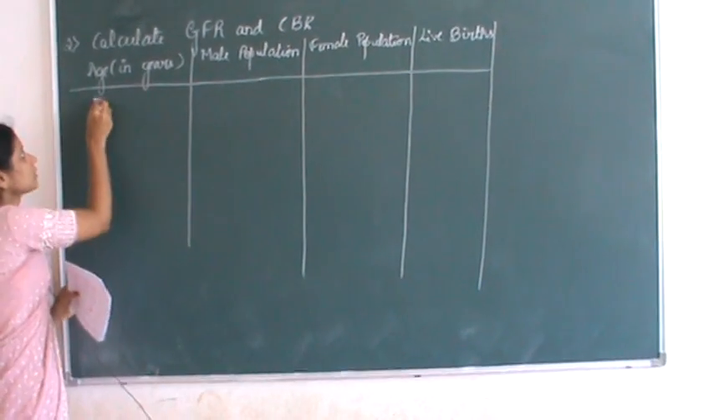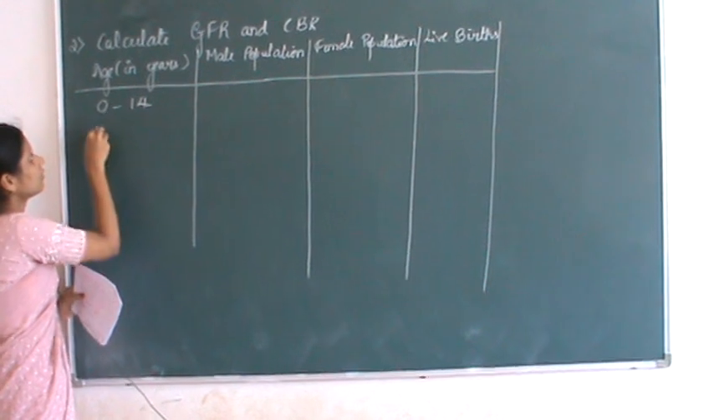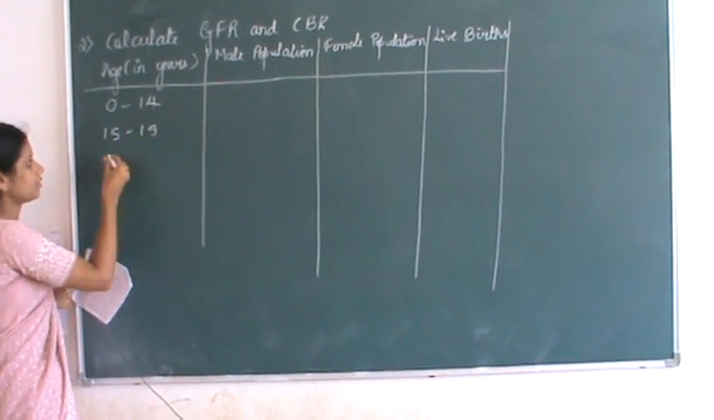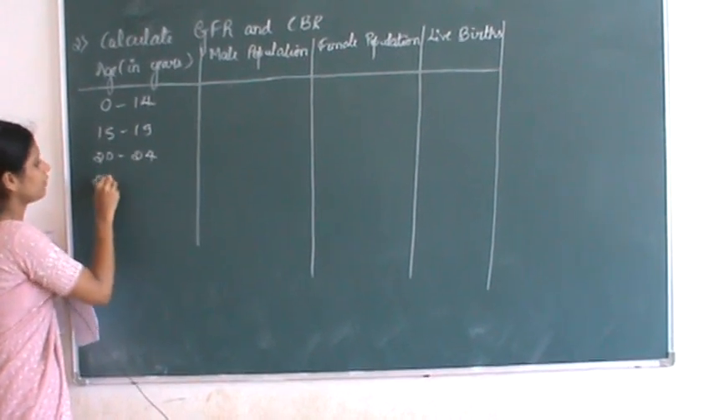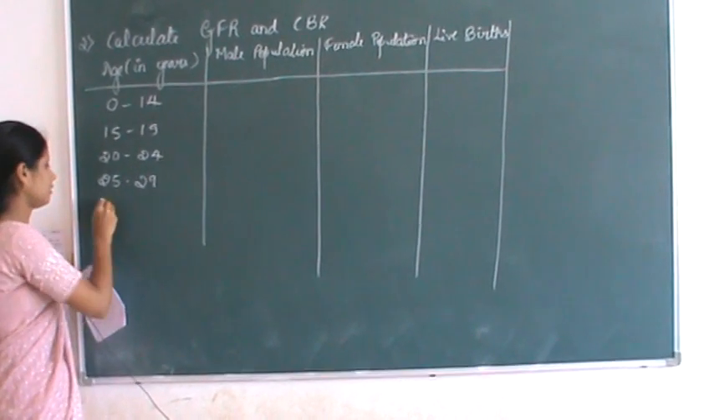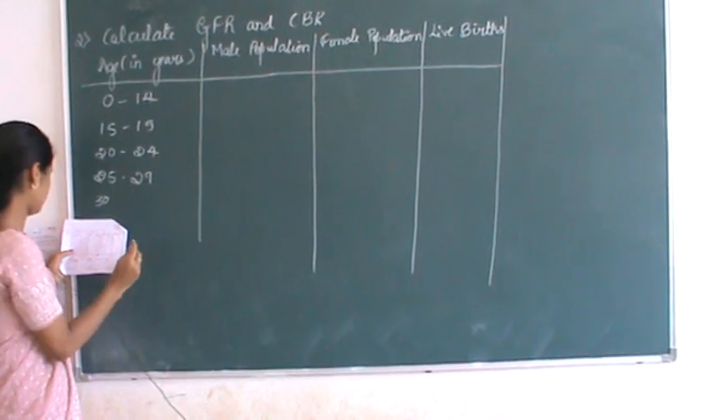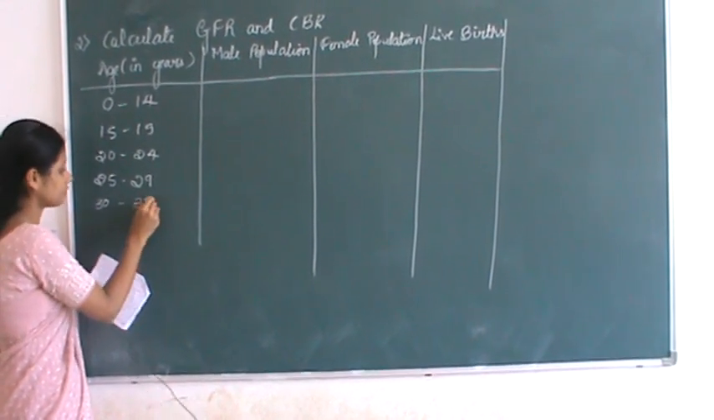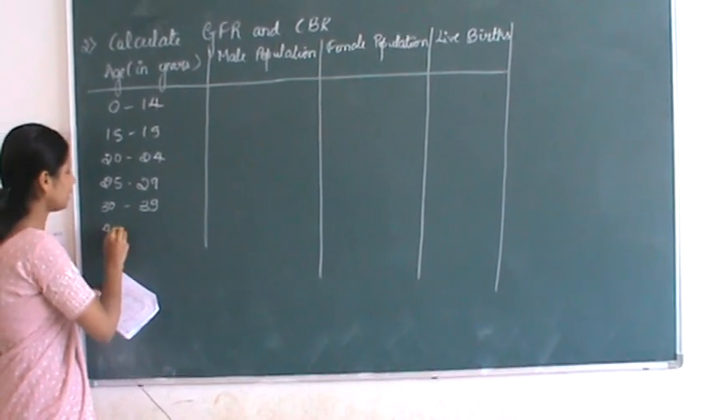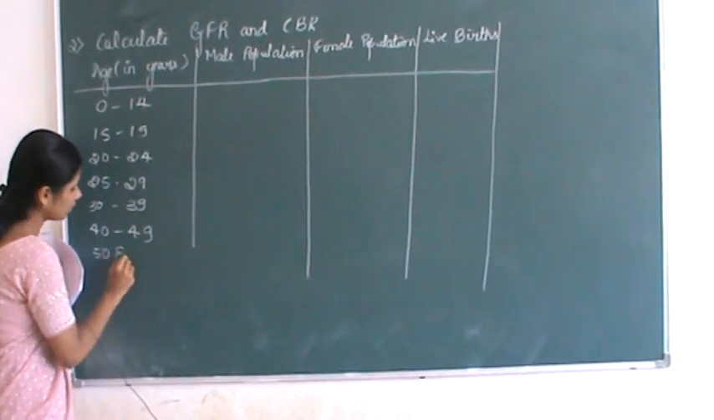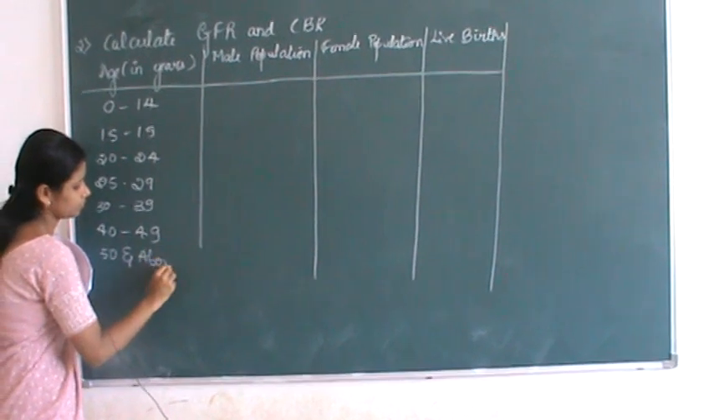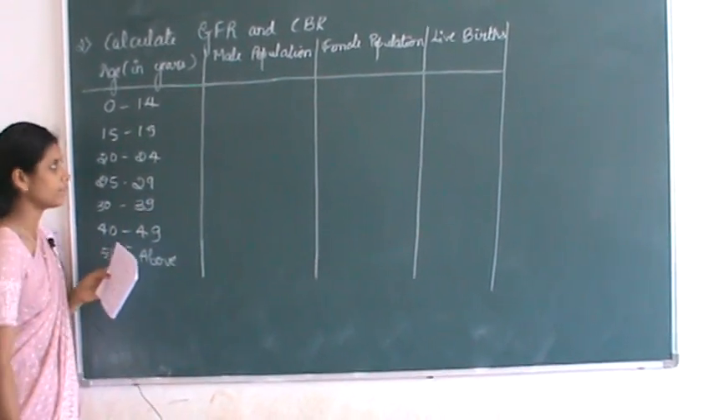Age groups are 0 to 14, 15 to 19, 20 to 24, 25 to 29, 30 to 39, 40 to 49, lastly 50 and above. These are the age groups given.